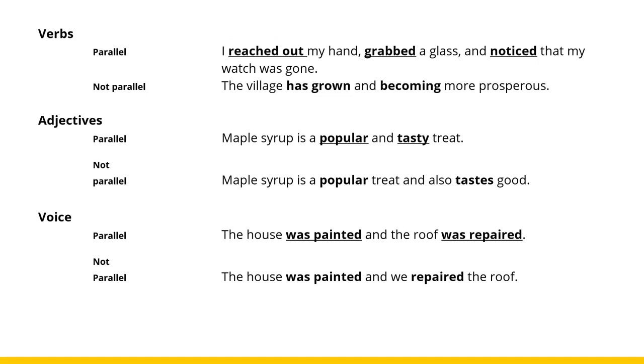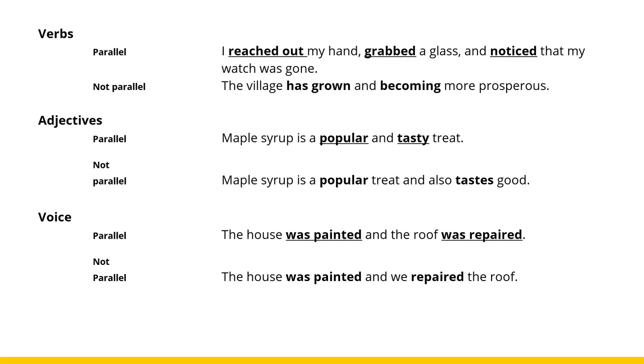The following parallel structures we're going to discuss are verbs, adjectives, and passive voice. The first one is for verbs, and we have a verb parallel structure sentence here: I reached out my hand, grabbed the glass, and noticed that my watch was gone. As you see, we have highlighted words in bold: reached out, grabbed, and noticed. It's parallel because all these words are verbs in the past tense. So that's why this is a parallel structured sentence.